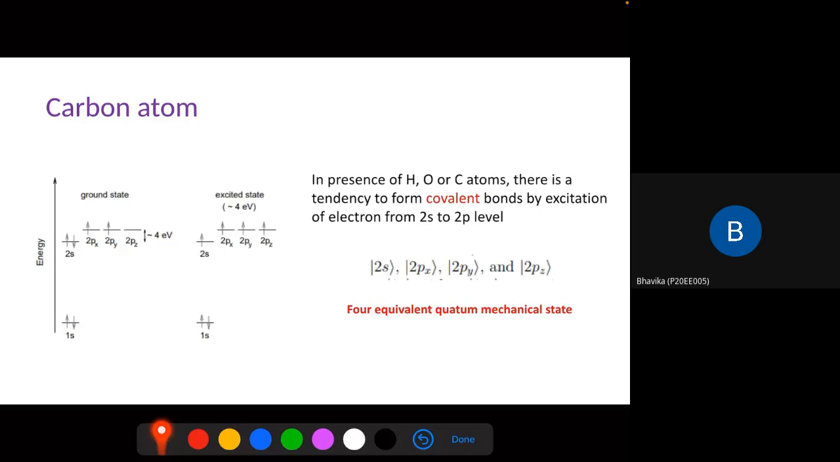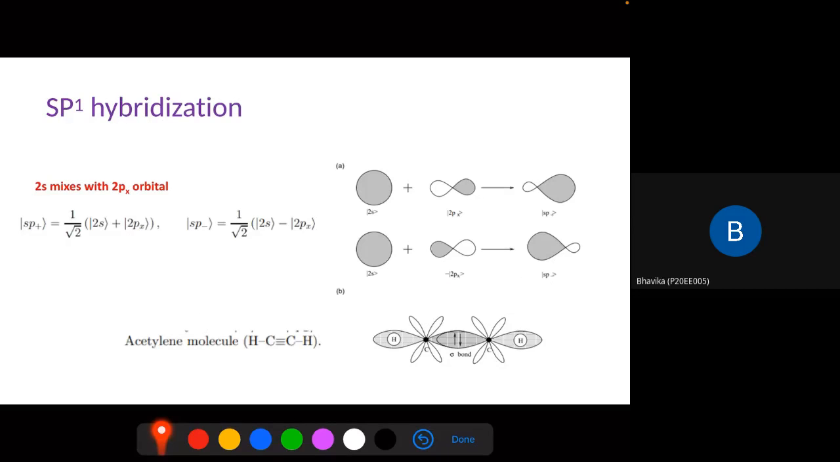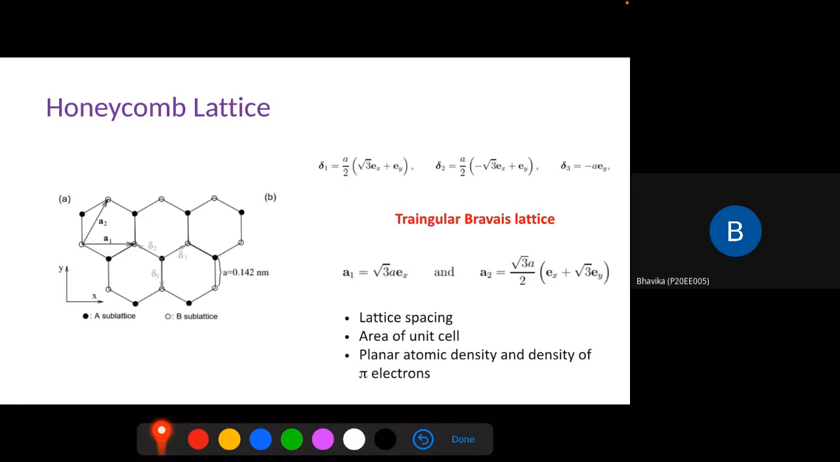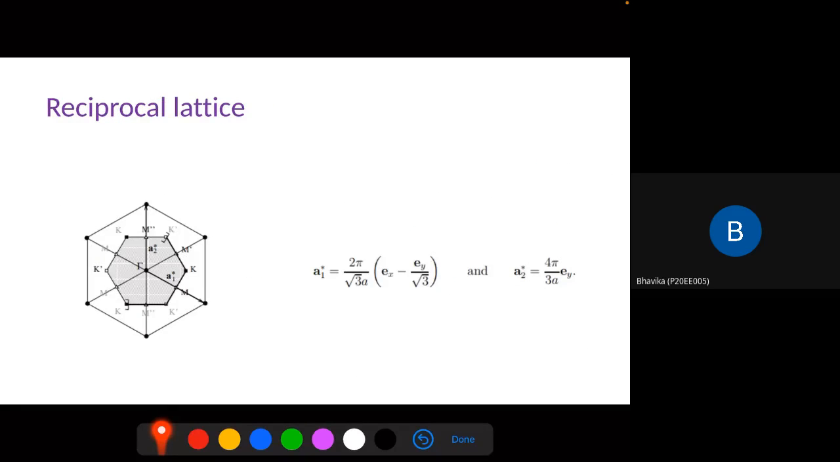I think this part I will skip. Anyway, I will share this slide so you can go through it, because it is not interesting for everyone. It is only about how you get this sp2 hybridization. You can calculate different quantum mechanical states, which will give rise to this sp2 hybridized state. And basically, it is a honeycomb lattice you have.